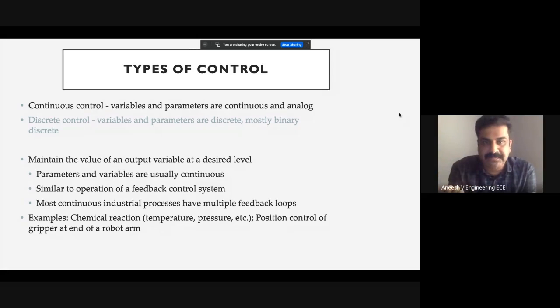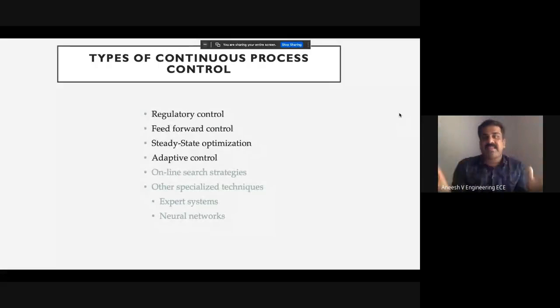To keep the desired level, how can we differentiate a controller other than our P, PI, PID controller? For industrial application, along with these controllers, we have fixed control structures. The continuous process controllers are regulatory control, feed-forward control, steady-state optimization, and adaptive control. These are the four common control strategies we use in our industrial processes, along with online search strategies, expert system, and neural network. These are the common terms.